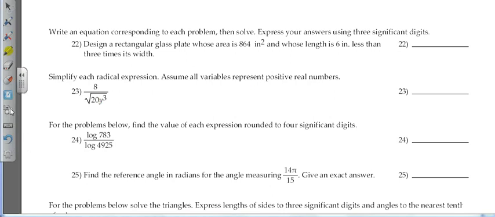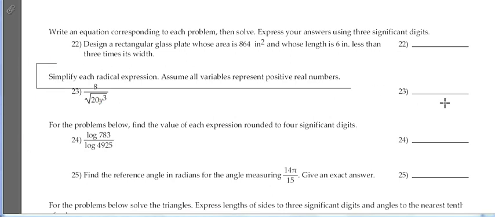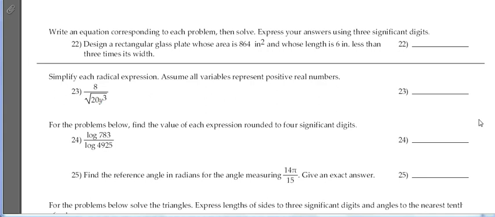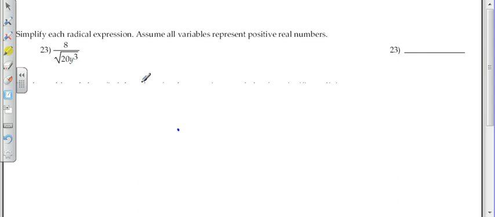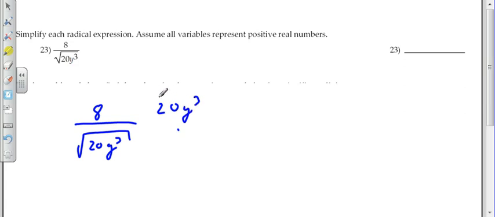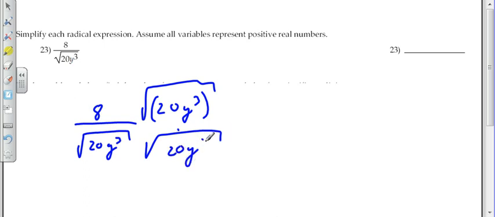I think we had this on one of the quizzes, because I just recall grading a quiz with it on. So the issue is I need to rationalize the denominator. So if I have 8 over square root of 20y cubed, I'm going to have to multiply top and bottom by the square root of 20y cubed. Okay, there we go.